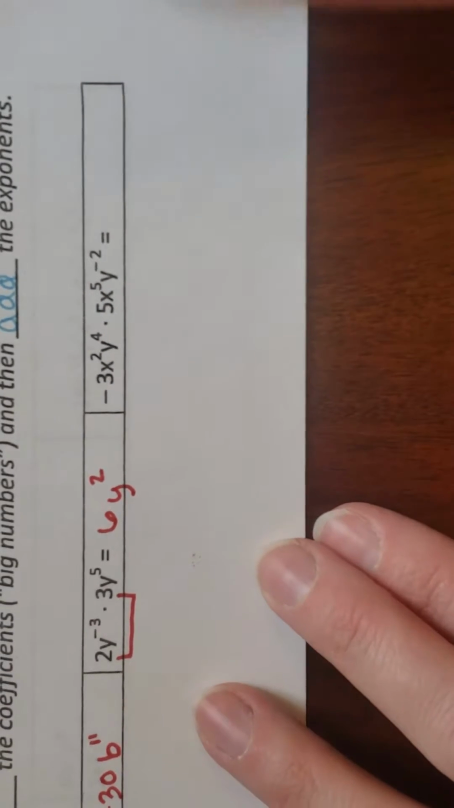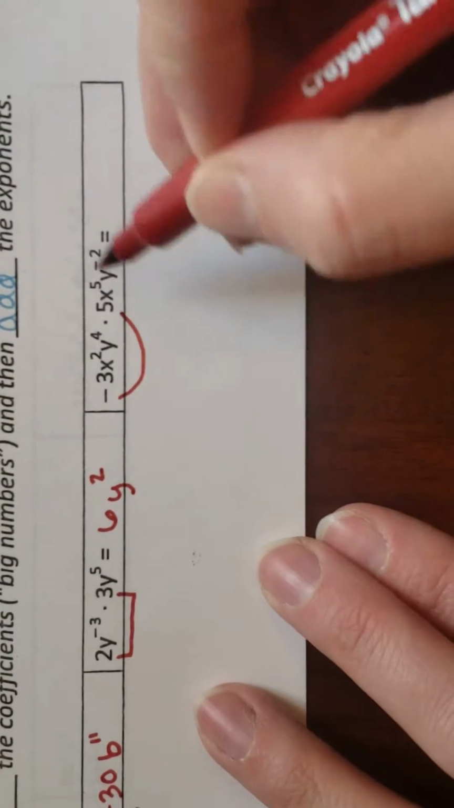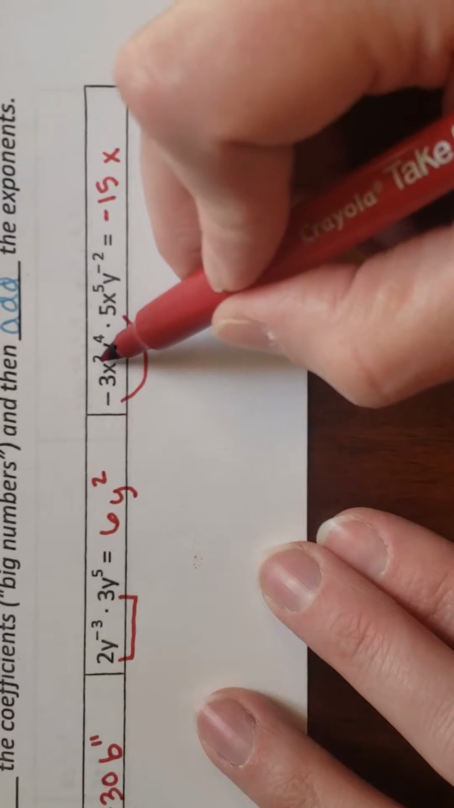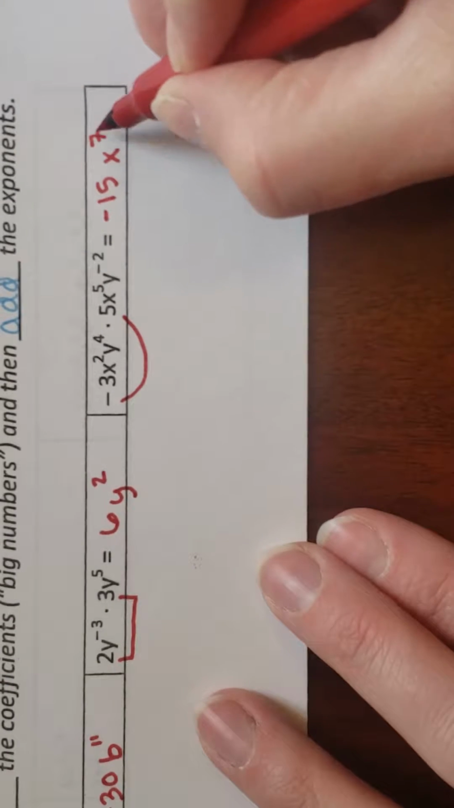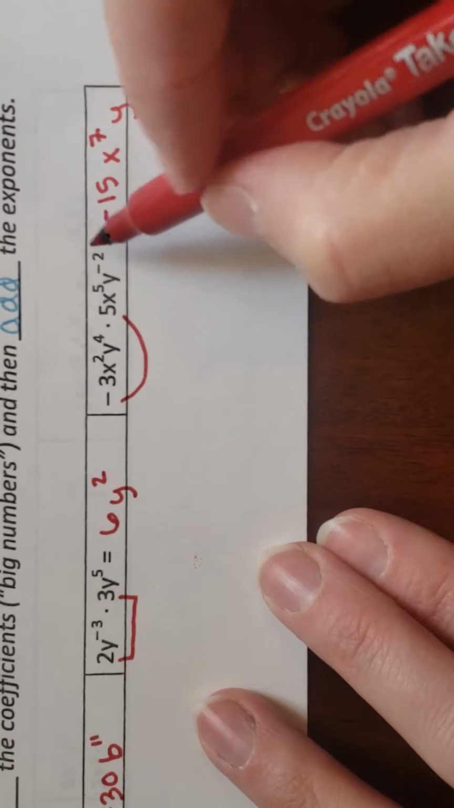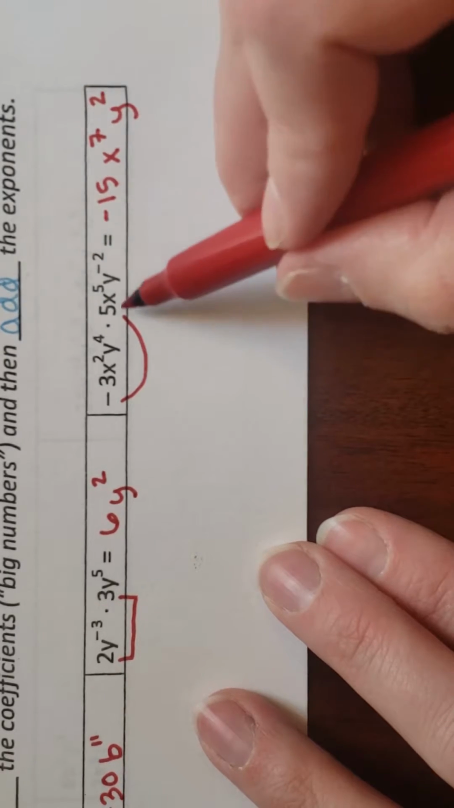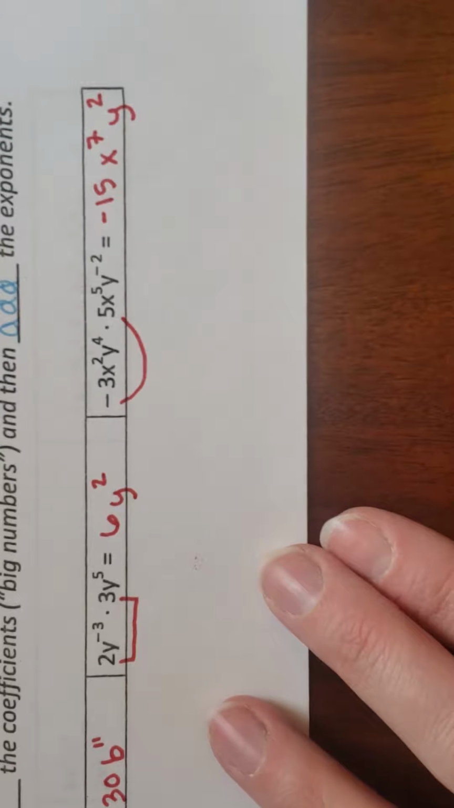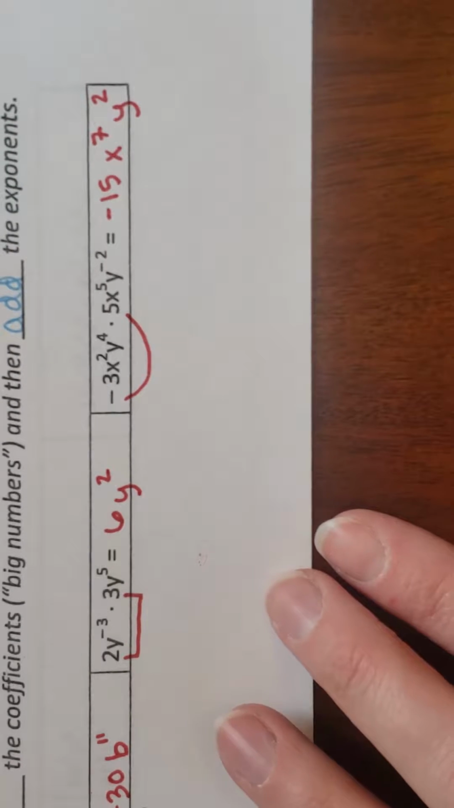And the last one. Negative 3 times 5 is negative 15. Now we have x's. 2 and 5 make 7. And now y's. 4 minus 2 is 2. So when I have multiple variables, you just handle one at a time. It's just like a longer problem. It's not more difficult, just longer.